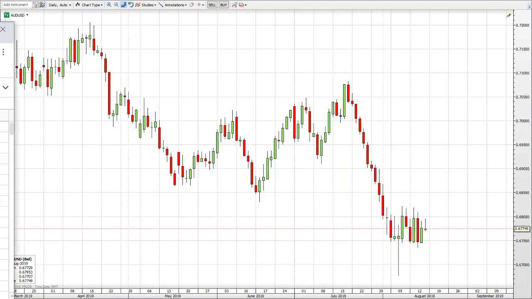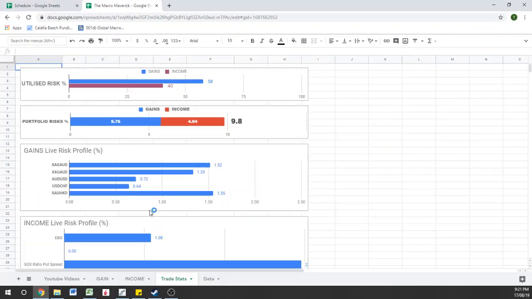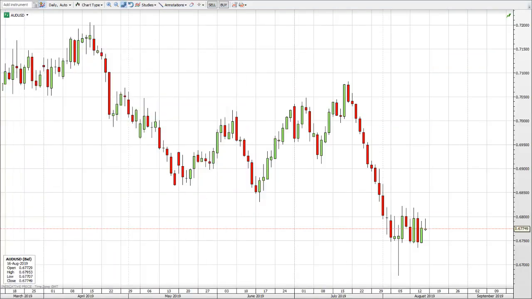Not to mention that I have a fairly small position in the short Australian dollar position, so only 0.72%. It would be nice to actually build that position up a little bit. So that's it for this trade.